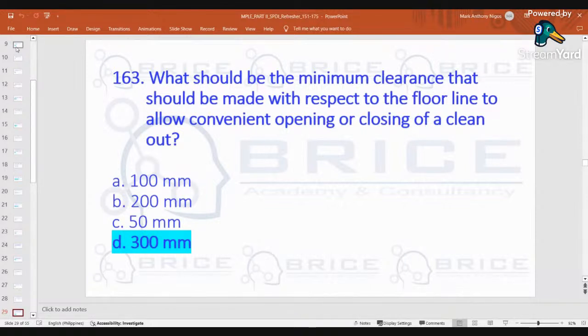What should be the minimum clearance that should be made with respect to the floor line to allow convenient opening or closing of a clean out? The answer is 300 millimeter.